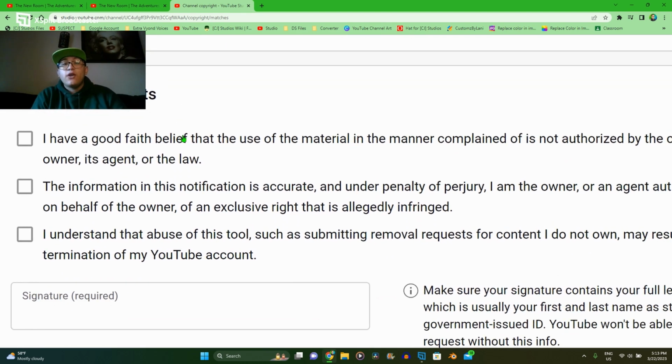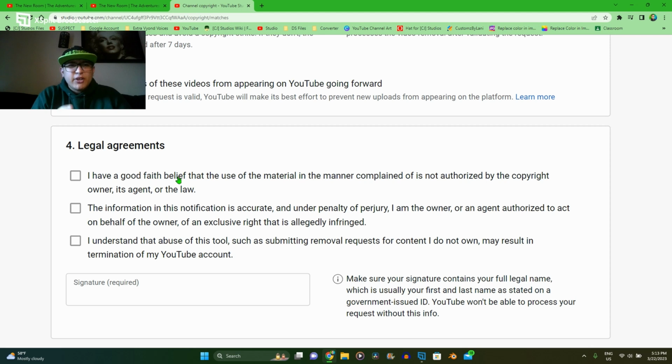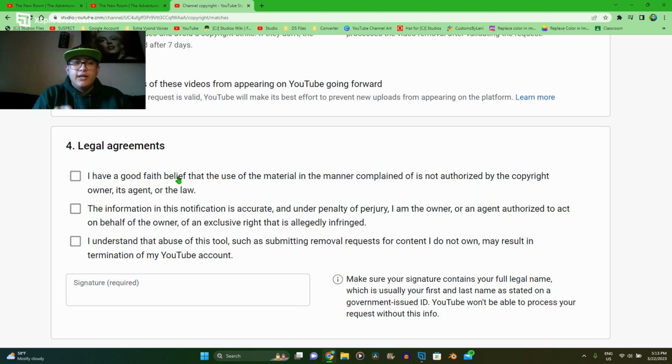Legal agreements. Okay, these are important. I have a good faith belief the use of the material in the manner complained of is not authorized by the copyright owner, its agent, or the law. Check. The information of this notification is accurate and under penalty of perjury. I don't know how you pronounce that.